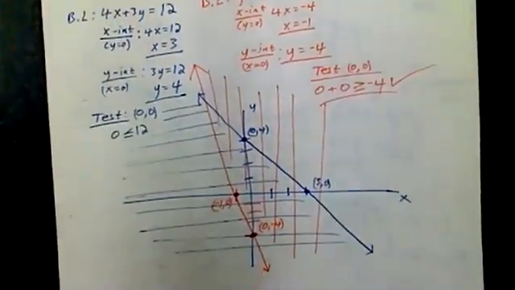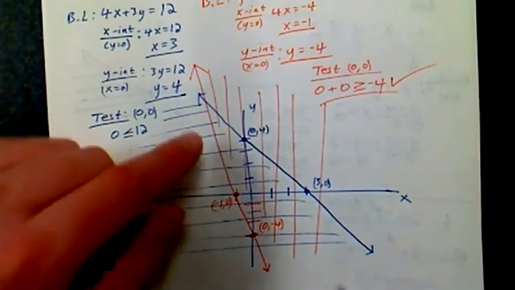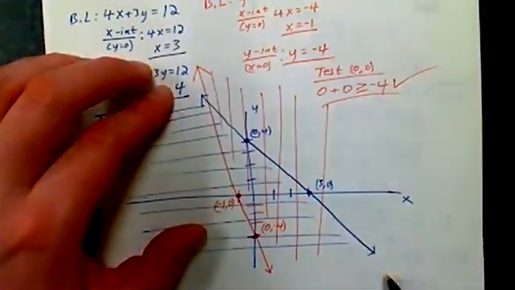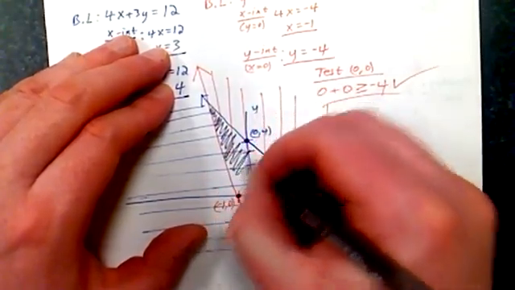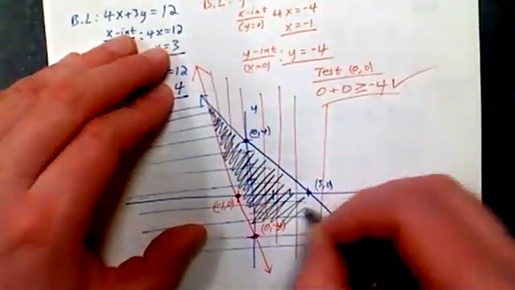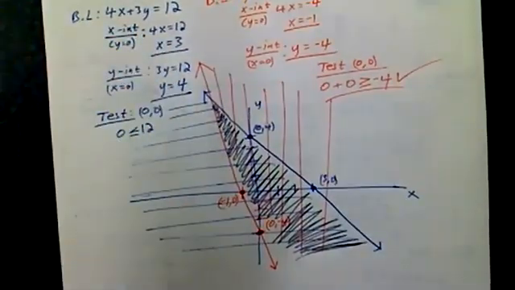See that? So what is my overall solution? Well, it's wherever these are overlapping. So it's this sliver right here. That's what I'm really going to shade in as my actual solution. Okay, so there it is right there.